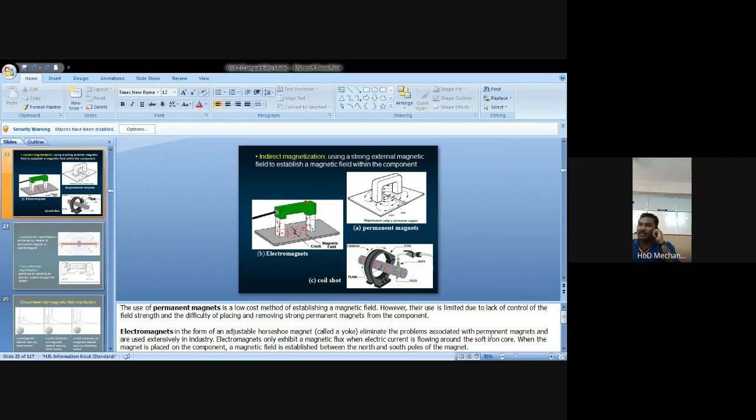When the magnet is placed on the component, a magnetic field is established between the north and the south pole of the magnet.